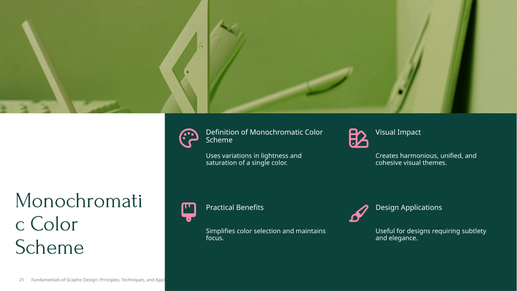A monochromatic color scheme uses variations in lightness and saturation of a single color. Basically, you take one color and then adjust its brightness or intensity to create different shades and tints. This approach is incredibly effective for maintaining a clean, elegant look without overwhelming the viewer with too many colors.